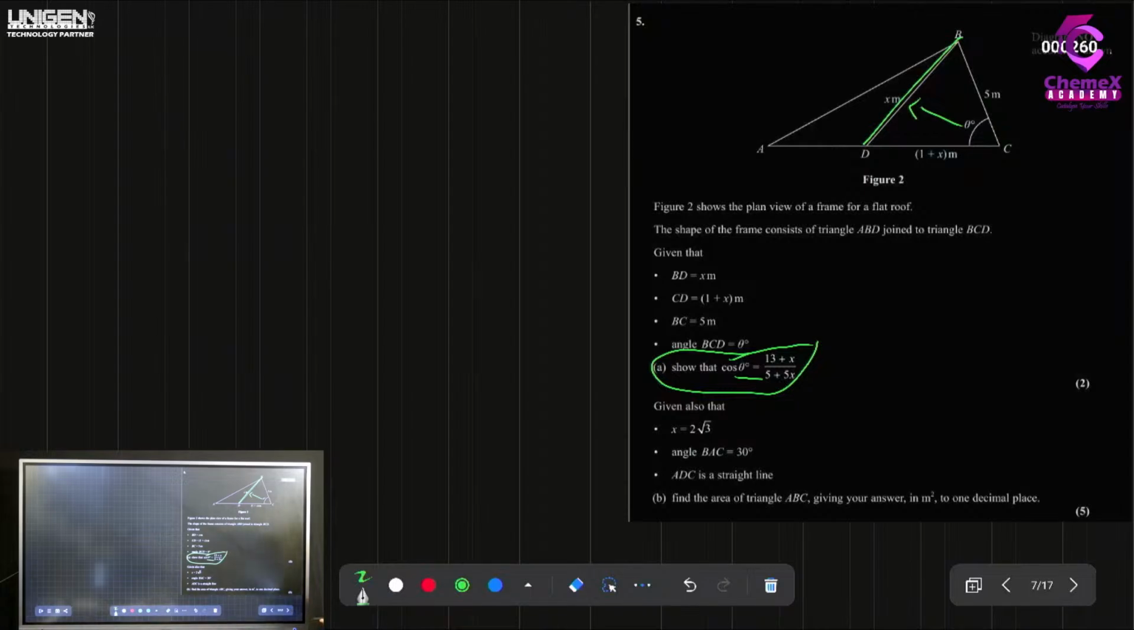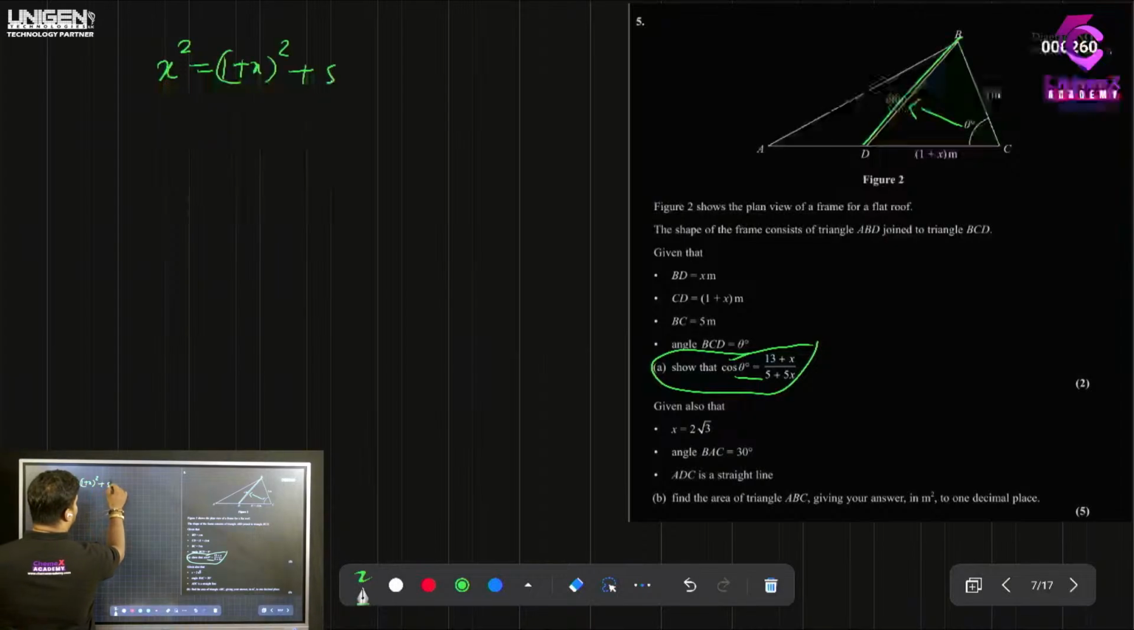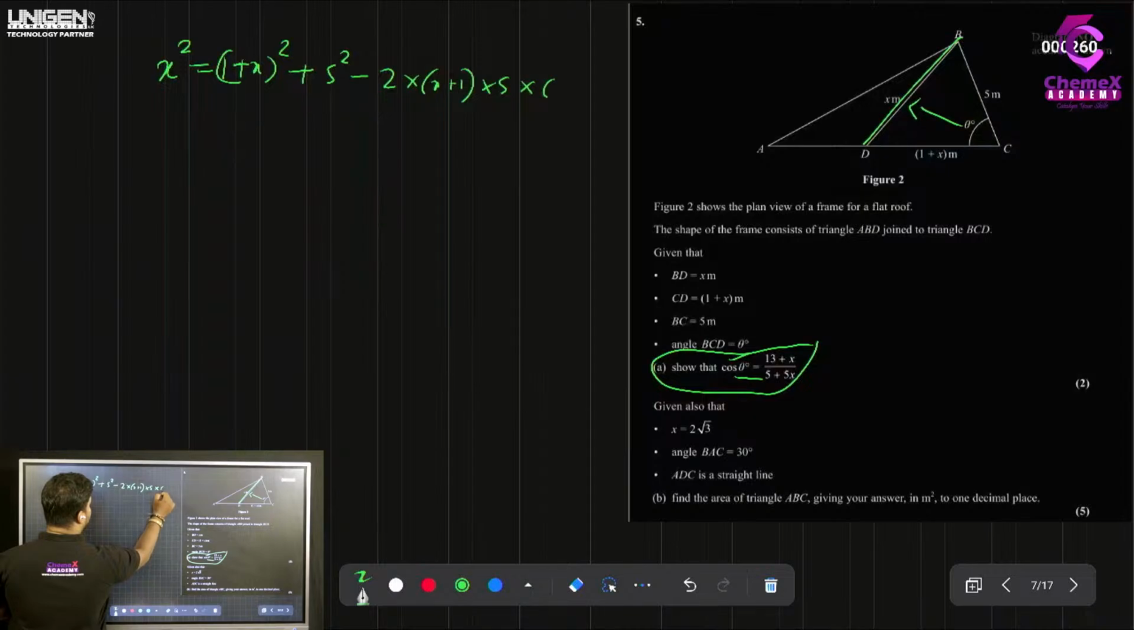You can say, what can you use? Cosine rule. So cos theta, I'll just use the other side of the board. So x squared is equal to 1 plus x entire thing squared plus 5 squared minus 2 times x plus 1 plus x over x plus 1 times 5 into cos theta.